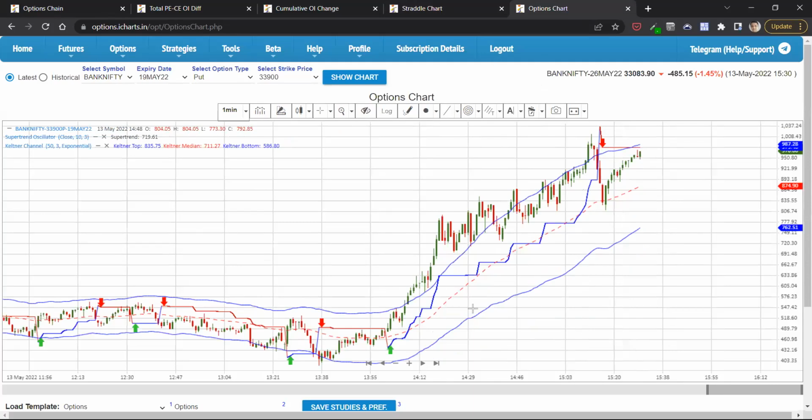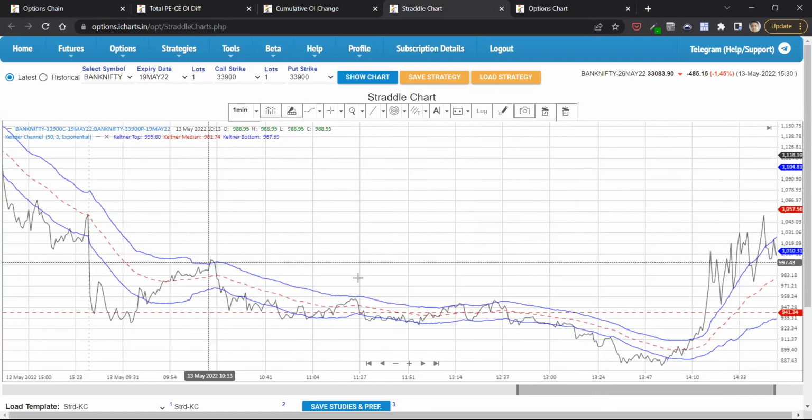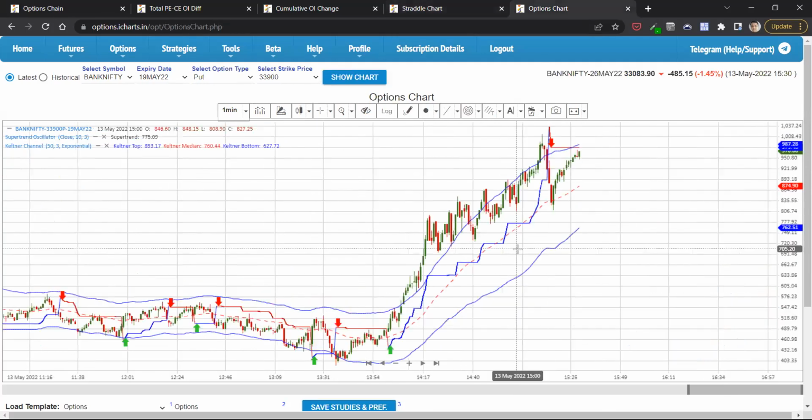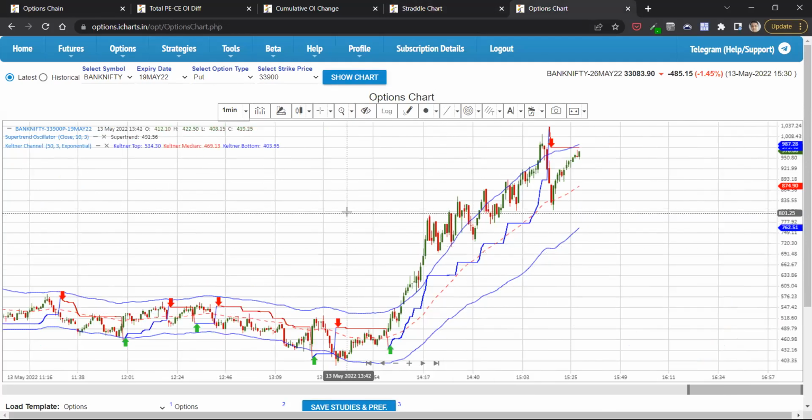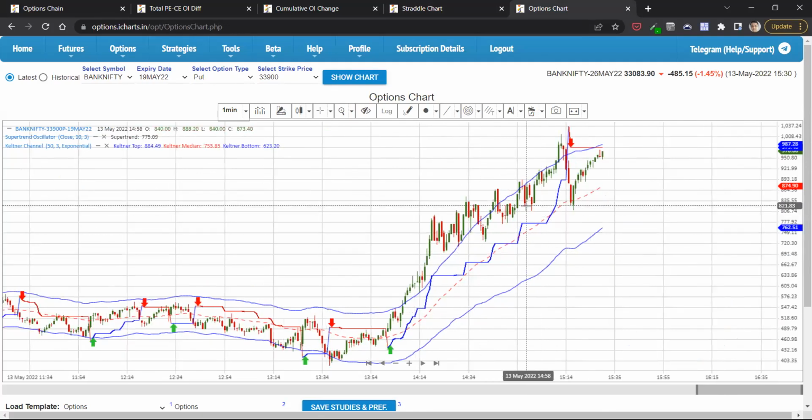But in either case, if I had hedged my call or put, whatever, then I would have exited over here, or based on the option chart, whichever gives me the first signal. The supertrend signal? Yeah, supertrend signal on a 1 minute, very fast signal. I just take a fast signal.